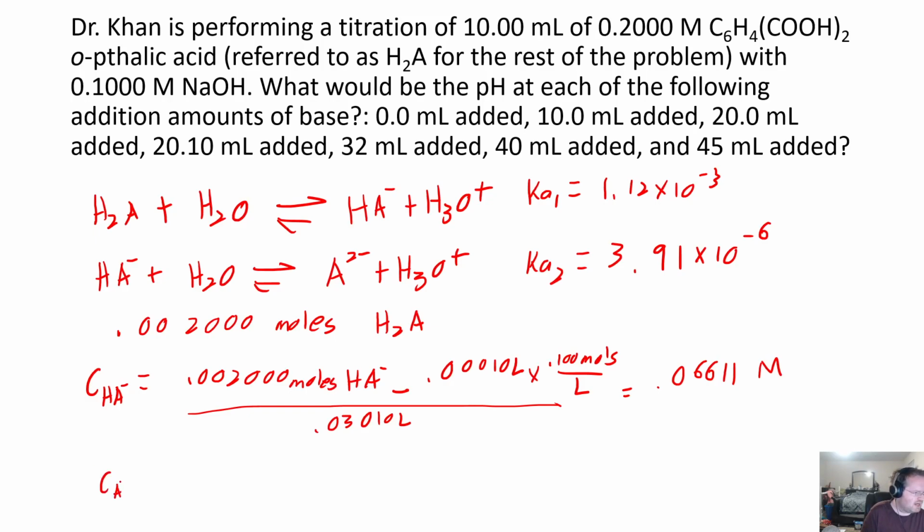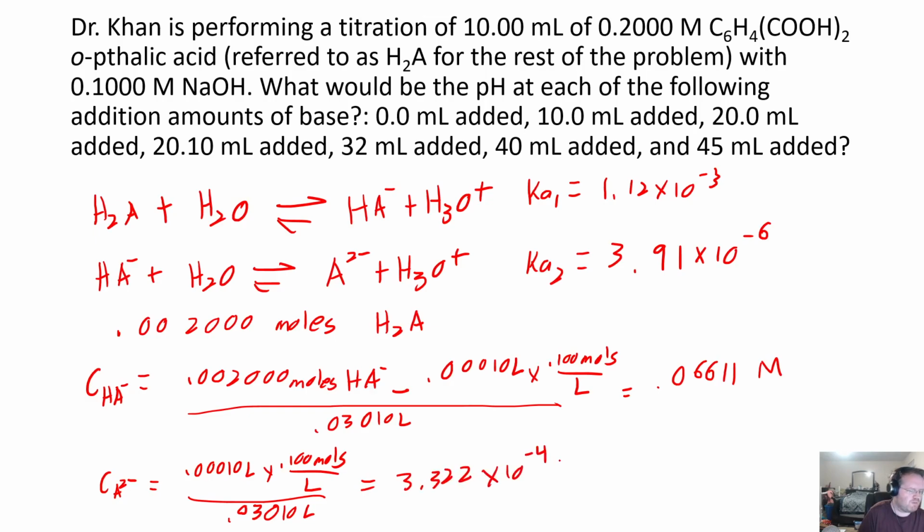Then for my concentration of A2-, A2- is just related to how much sodium hydroxide I added past the equivalence point. Most of these setup problems are thinking through what quantities are turning into what. So you had everything as HA-, and then you make a tiny bit of A2- with any base you add past the equivalence point. So that's why I'm using the 1/10 of a milliliter. And so that will be from the same setup as here, 0.00010 liters times 0.100 moles per liter. And this is still divided by the same volume because it's in the same container. So it's the same total volume. And when you do that, I got 3.322 times 10 to the negative 4th molar.